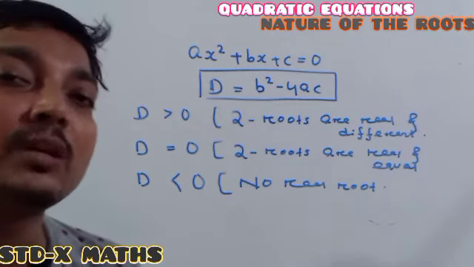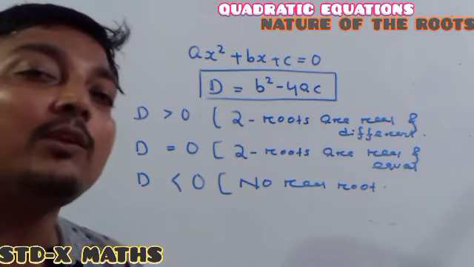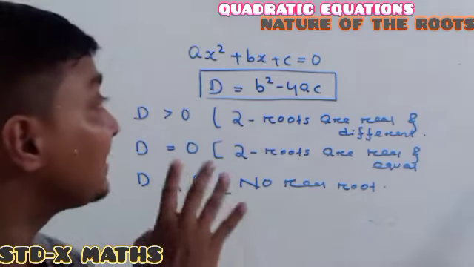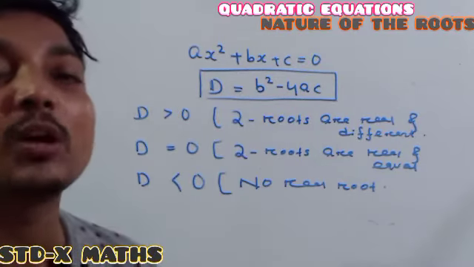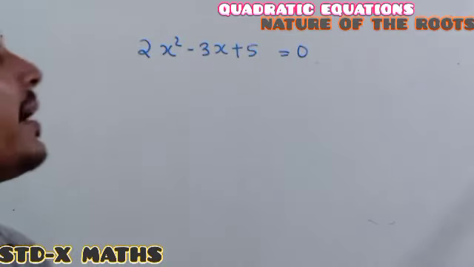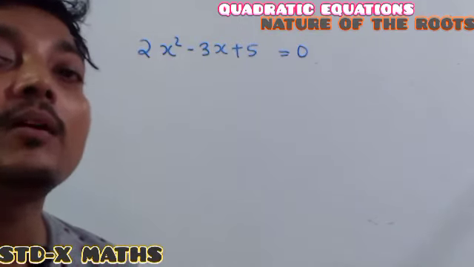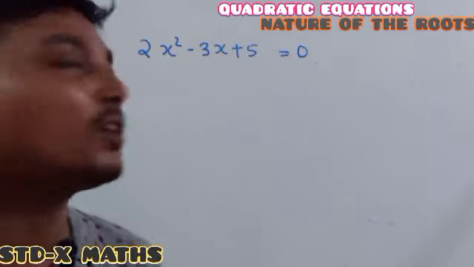So now I will show you three questions, a few of the questions, from where you can easily understand how we can find the value of D, and then how we can say which type the nature of the roots are. In this quadratic equation, it is given that you have to find the nature of the roots.